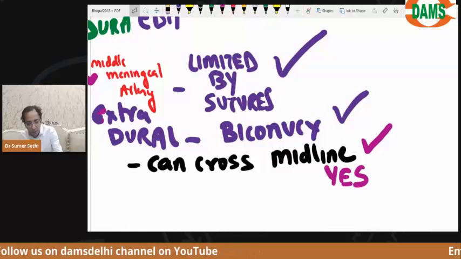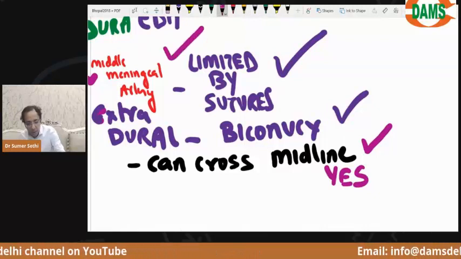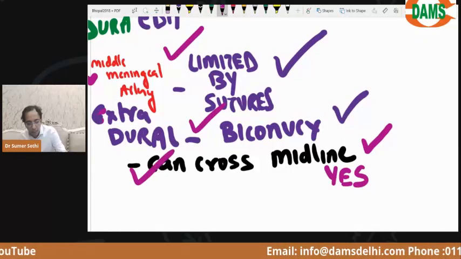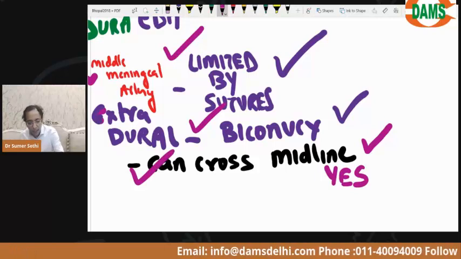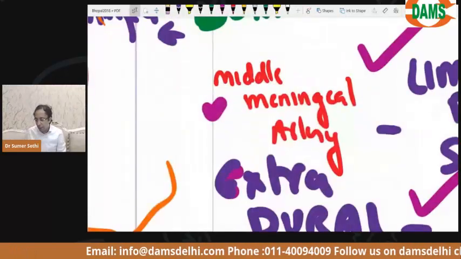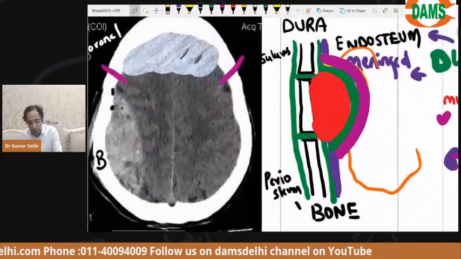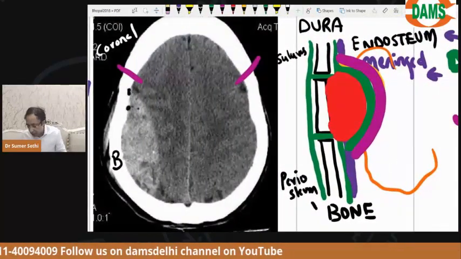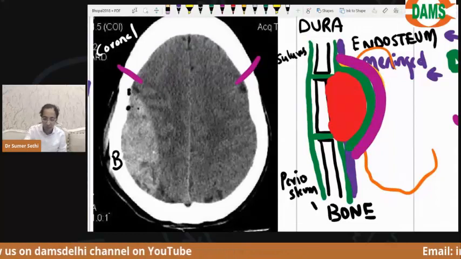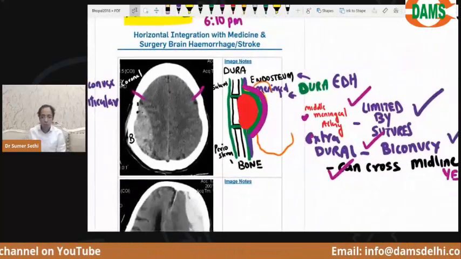बच्चे देखो, EDH is limited by sutures, biconvex in shape, can cross the midline, and it is due to rupture of middle meningeal artery. It is due to rupture of middle meningeal artery. Everybody understands? Are you clear with this? Yes, very good.